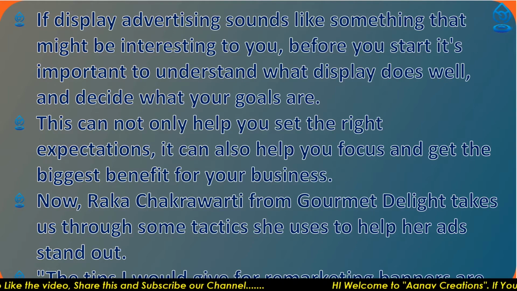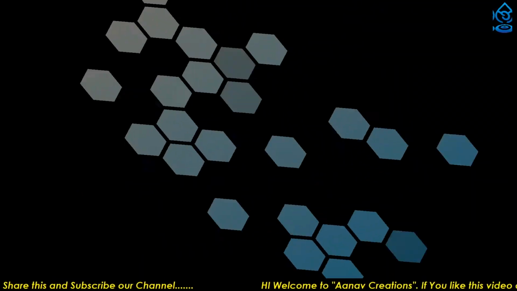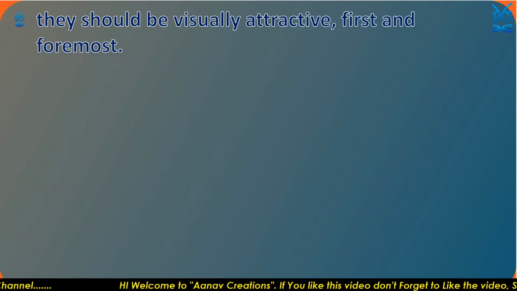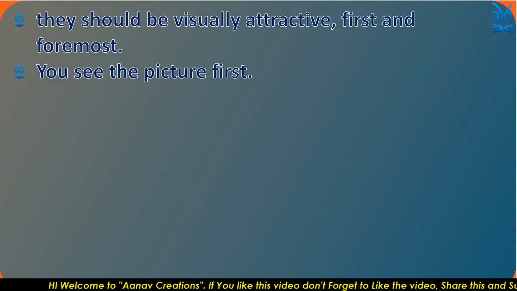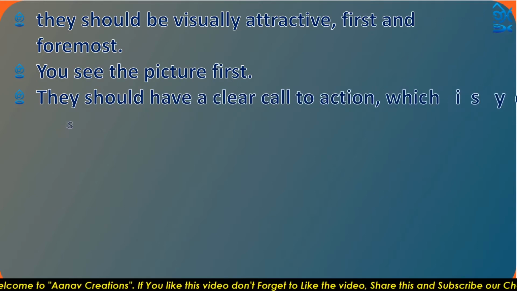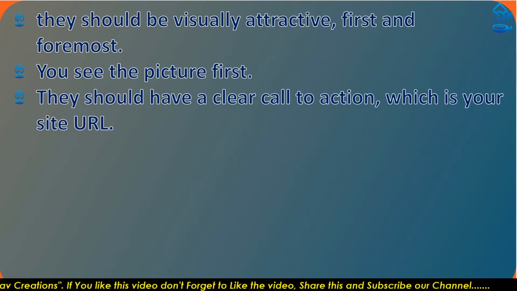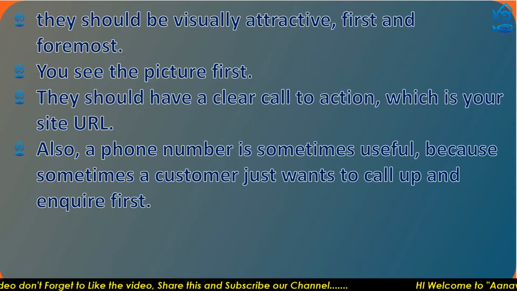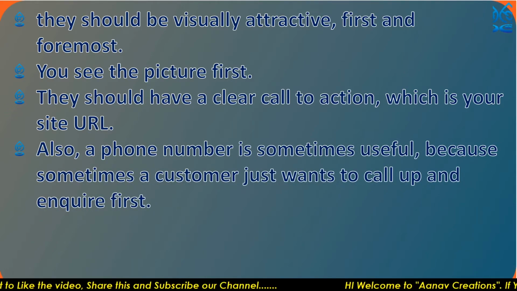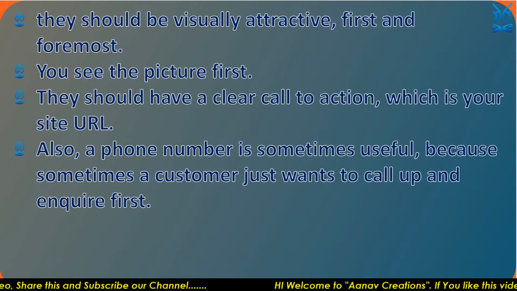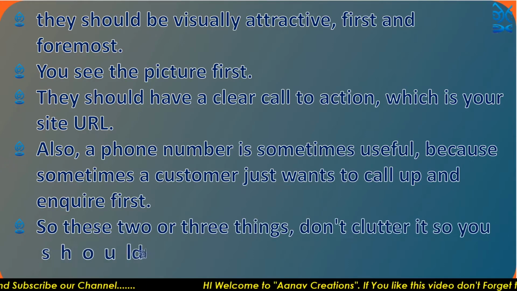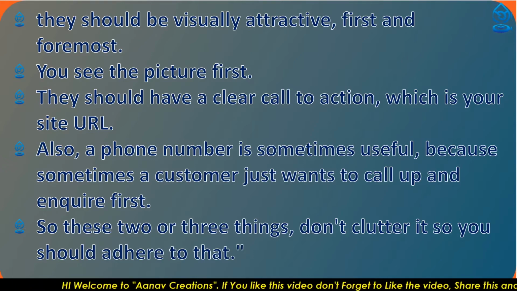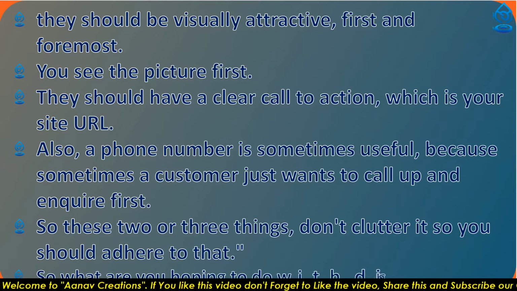She said, the tips I would give for remarketing banners are very useful. They should be visually attractive first and foremost. You see the picture first. They should have a clear call to action, which is your site URL. Also, a phone number is sometimes useful because sometimes a customer just wants to call up and inquire first. So these are the three things. Don't clutter it.